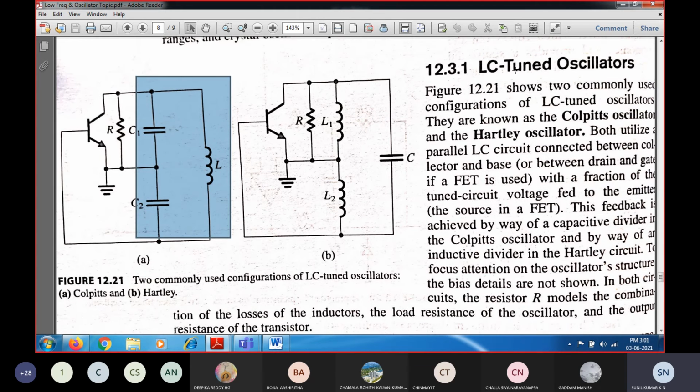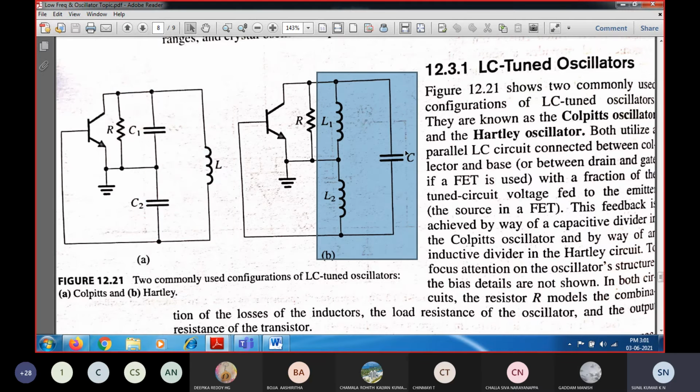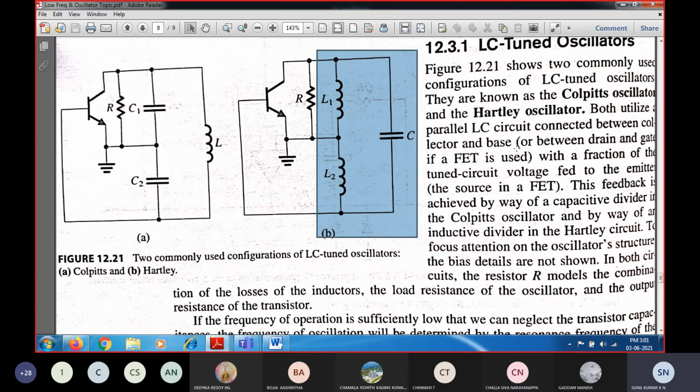So, summary: this shows the figures of the two LC tuned oscillators. One is the Colpitts configuration and the other is the Hartley configuration. Both use the tuned circuit in a parallel fashion, and it is connected between the collector and base. We can see that a fraction of the tuned circuit voltage is given as feedback to the base terminal, which is the input feedback voltage.